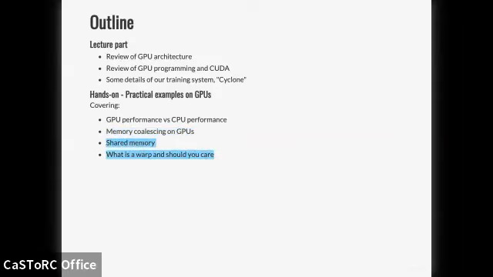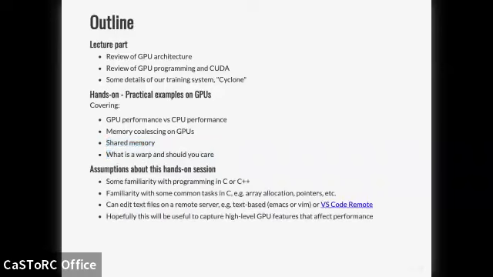Okay, so the assumptions that I'm making: I assume that you have some familiarity with programming in C or C++, so at least that you can read some C or C++ code, and familiarity with some common features of C, like what arrays look like, how you allocate arrays, what is a pointer, etc. I can step you through this if necessary, but it would help a lot.